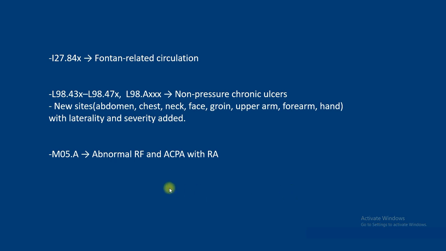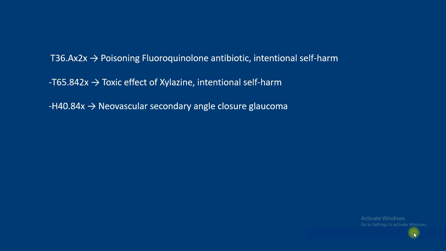Next one is M05.A, abnormal RF and ACPA with RA. Basically this is related to rheumatoid arthritis. So if the patient is having abnormal rheumatoid factor with RA, or rheumatoid arthritis, we need to code M05.A. Next one is T36.A.X.2, poisoning by fluoroquinolone antibiotic, intentional self-harm.